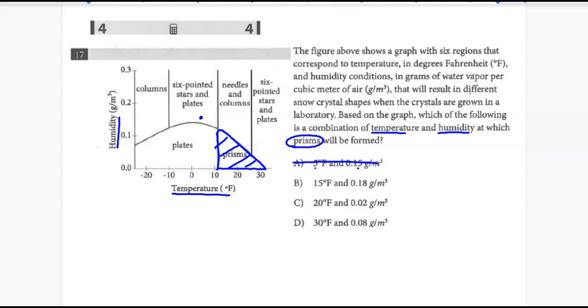15 degrees Fahrenheit is right in this area. 0.18, which would be a little bit too high, that would be in the needles and columns. 20 degrees and 0.02, so that's going to be somewhere right around here, 0.02. So that one looks pretty good. Let's just double check D. D is 30 degrees and 0.08, which would be right up in here, which would be 6 pointed stars. So that one's out. So the correct answer, C.